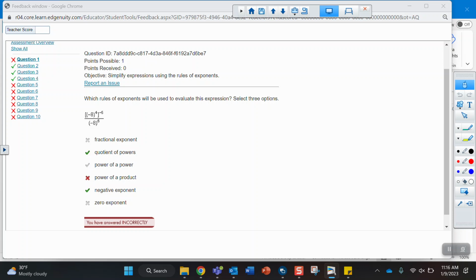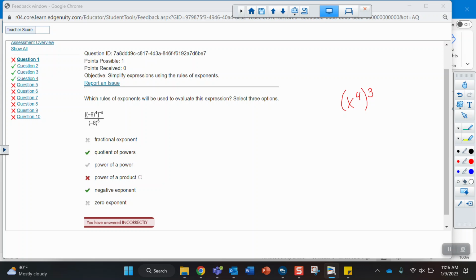So the first question you missed was the one I have pulled up here, and it's asking which rules are going to be used. So we definitely see negative exponents, so that's going to be used. We have quotient of powers because we do have that fraction bar, so we have division. And then the one that also should have been checked was a power to a power. So anytime you have a parenthesis with an exponent and then another exponent attached on the outside, that is power to a power or power of a power.